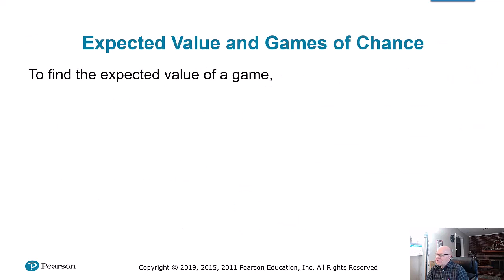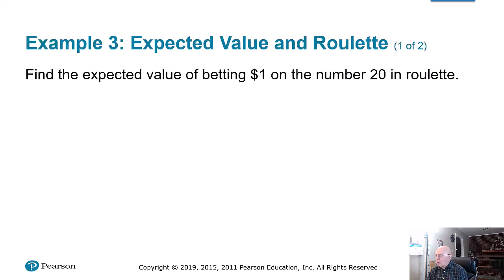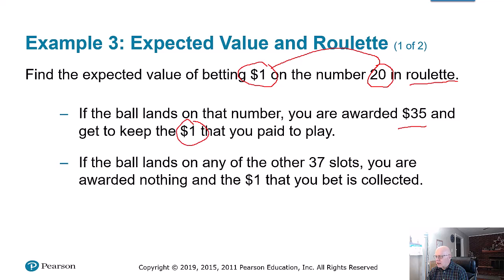How about for a game? This might be another way of looking at it. Multiply the gain or loss. That's important. Figure out what the gain or loss is. That's your outcome. Then add those products. Sound familiar by now? So let's see. We're going back to the roulette wheel again. And we're going to bet $1 on the number 20. If it lands on that, you get $35. Hey, that sounds pretty good. You want to play? And you also get to keep the dollar that you paid. Remember that, because you get 35 and you get the dollar back, so your net is 35.